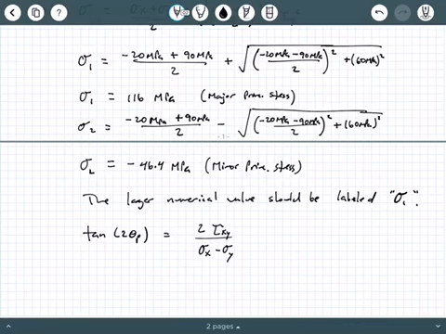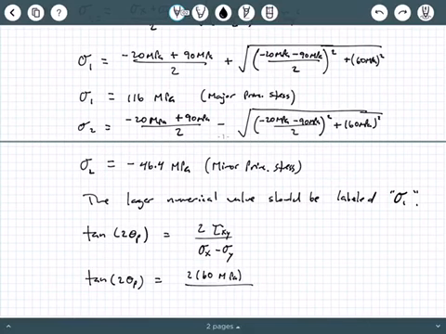So the next part of part A is to get the orientation, all right? So for the orientation of the principal stresses, we're going to say tangent of 2 theta p equals 2 times tau xy divided by sigma x minus sigma y, okay? So here's where you got to be careful, all right? You got to be very careful. You're solving for theta p, okay?